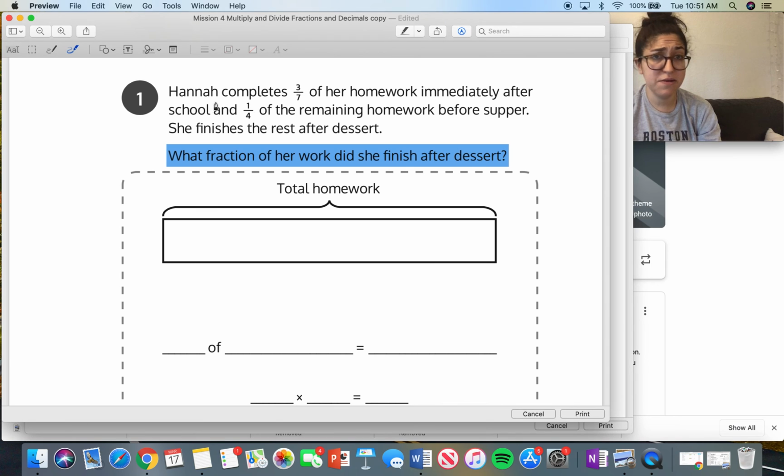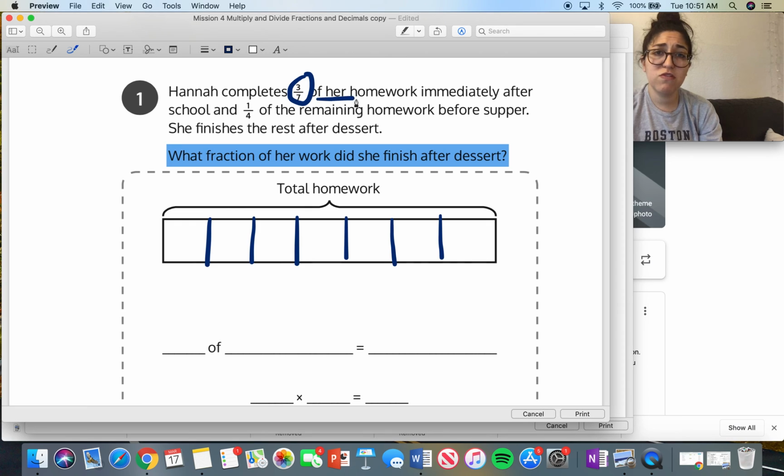So I'll read it again. Hannah completes 3/7 of her homework immediately after school. So I'm going to break this into sevenths. Why? Because I know that I'm dealing with sevenths, at least to begin with. 1, 2, 3, 4, 5, 6, 7. And specifically, 3/7 of her homework was done immediately after school.